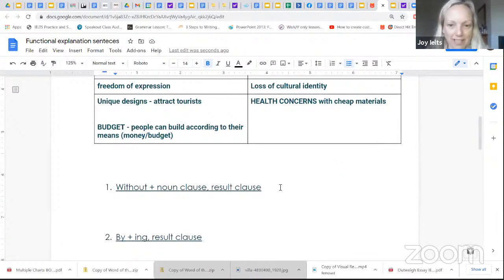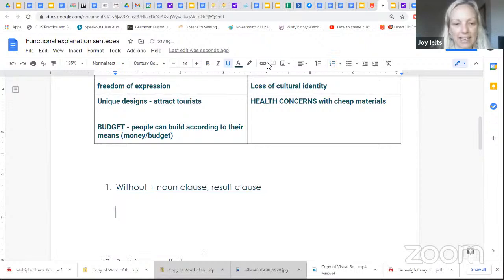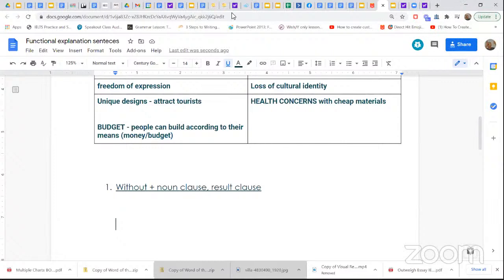So I've got no one on this document. In the chat box and in the Facebook Live, can anybody suggest a sentence using this structure, without plus noun clause, then a result clause? I'm just going to wait for you and see what you have. Controlled is not quite the same as customization. In this situation, controlled means there are laws about it. Without controlling the building.